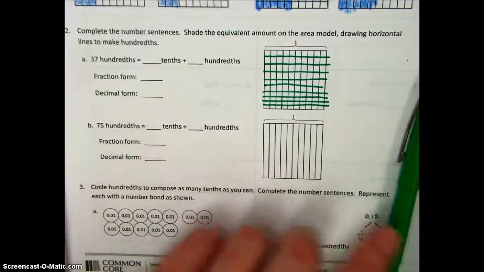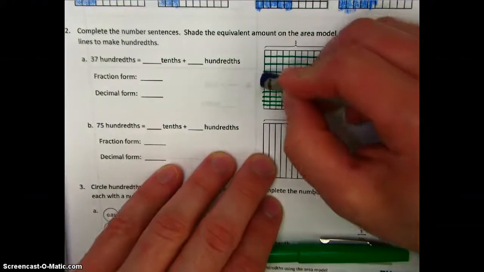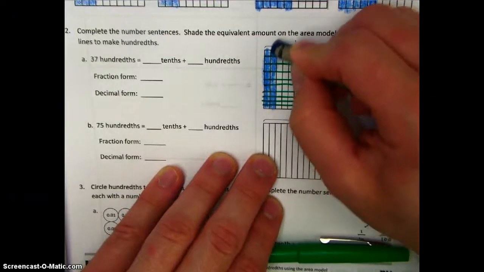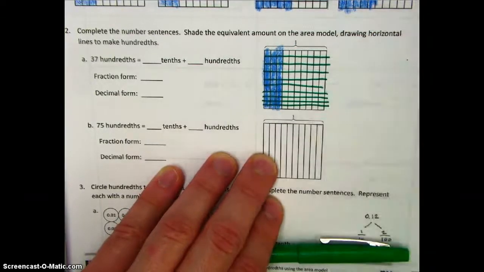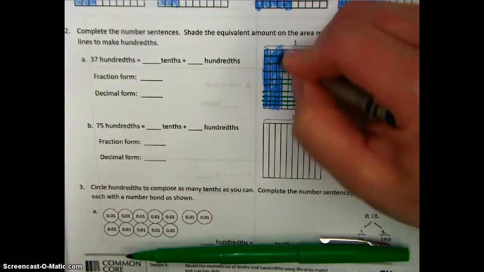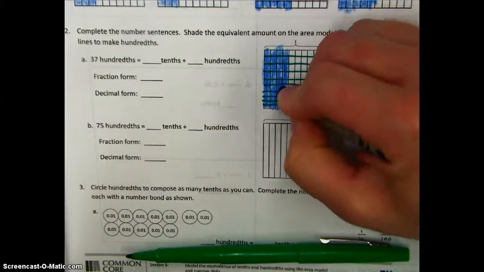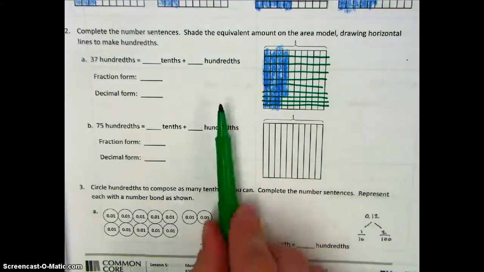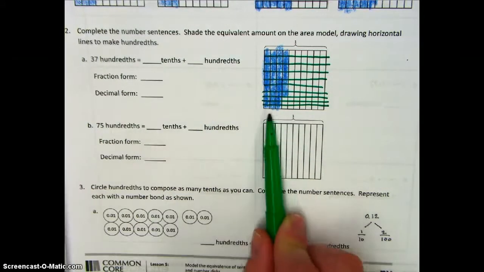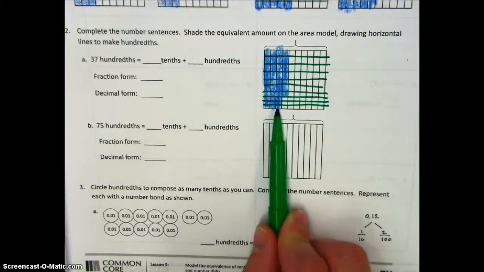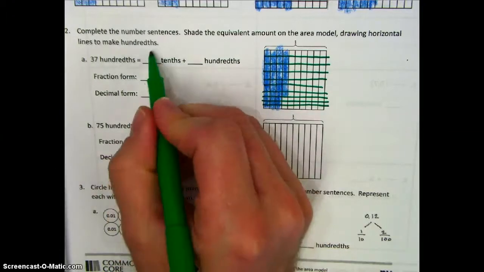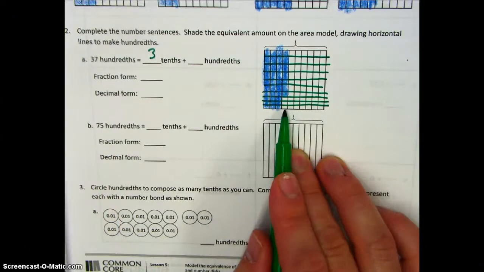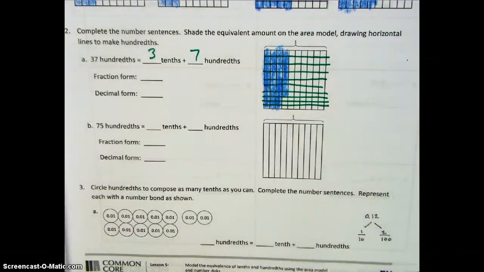So now we're going to shade in 37 of them. Here's 10, there's 20, here's 30 hundredths, and then we shade in 7 more, which would look like that. Now we can take our 37 hundredths and we can see that we have 3 full columns shaded in. So that's 3 tenths. Then this partially filled column, we have 7 hundredths shaded in.